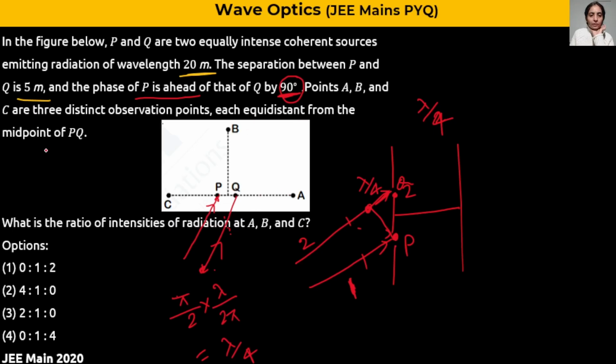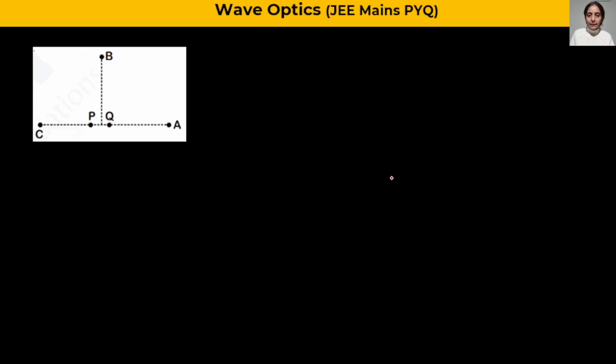Each equidistant from the midpoint of PQ. Okay, what is the ratio of intensities of point of radiation at A, B and C? So what will be the intensity at A, at B and C? तो चलो एक काम करते हैं, light को पहले A point पे intensity निकालने की कोशिश करते हैं. So this is the light and this is the light.